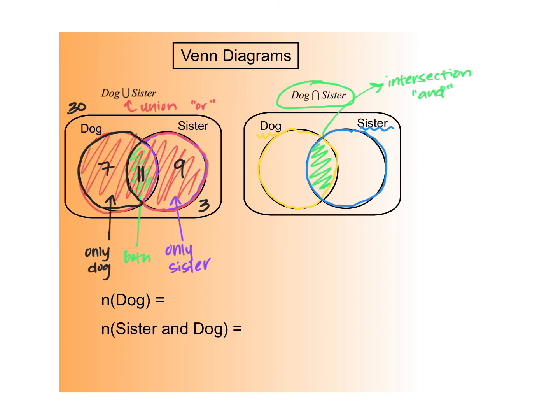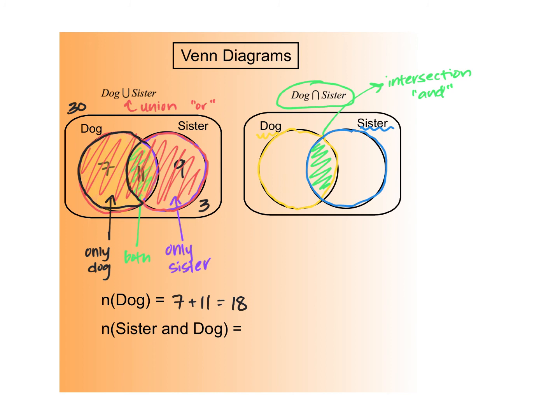We can look at the number of items that belong in each collection. So let's say we're looking at the number of people who have a dog. This would be represented by all the people in the circle dog. So that's going to be both the 7 and the 11. So to find our total here, we're going to take 7 plus 11. There are 18 people in the circle dog that have a dog.